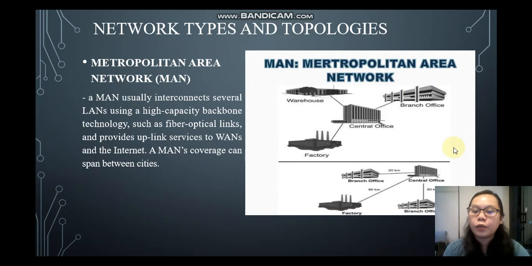Metropolitan Area Network or MAN. A MAN usually interconnects several LANs using a high-capacity backbone technology such as fiber optic links and provides uplink services to WANs and the Internet. A MAN's coverage can span between cities.